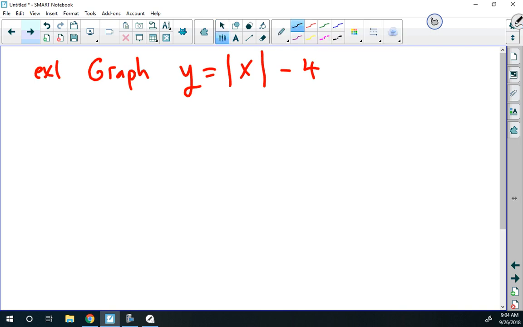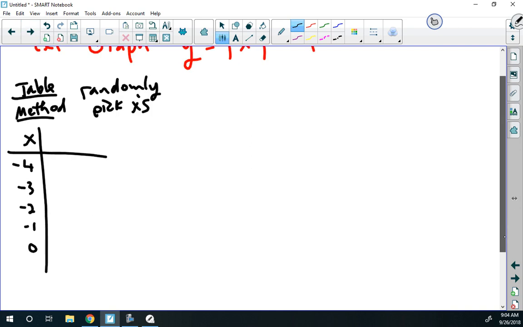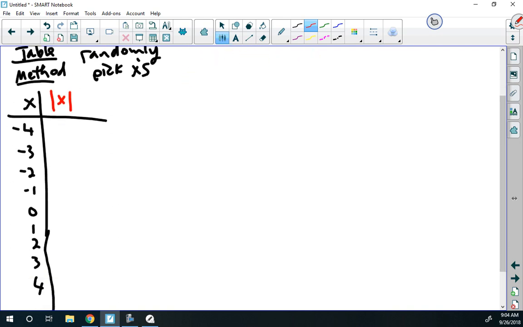One way you could graph this is the table method, and there's nothing wrong with the table method. What are you going to have to do? You're going to have to randomly pick x's. Maybe negative 4, negative 3, negative 2, negative 1, 0, 1, 2, 3, 4. You have to pick a whole bunch of them. This is what I don't like about this. I don't like picking points, but whatever. And then our y values are found by taking the absolute value of x and subtracting 4 from that.